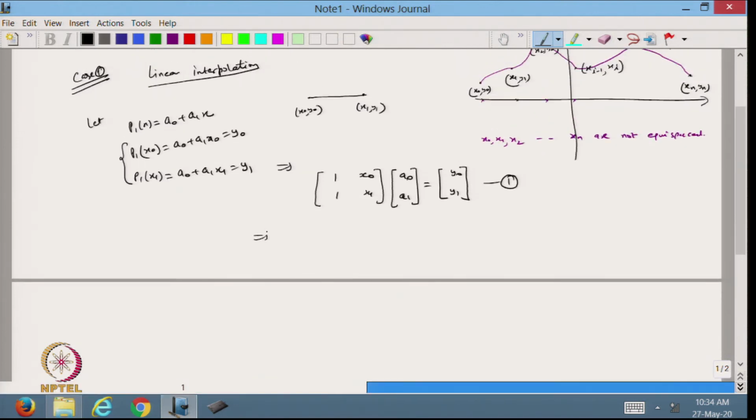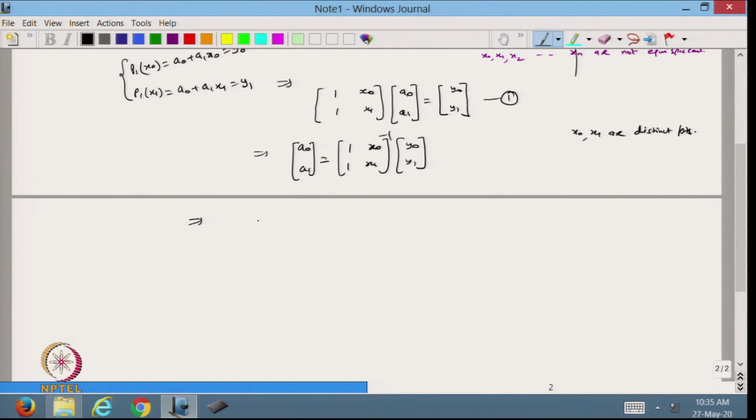I know that this is my matrix A, and the determinant of this matrix is x1 minus x0. Since x0 and x1 are distinct points, this matrix is a non-singular matrix. Now, I can solve this with the help of the inverse of the given matrix, so the solution can be written as A inverse times y0, y1.